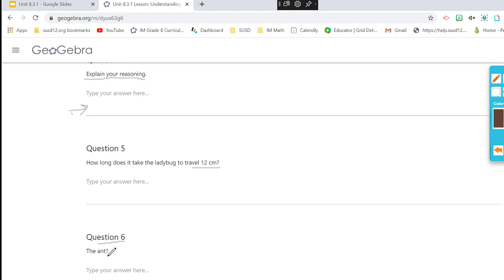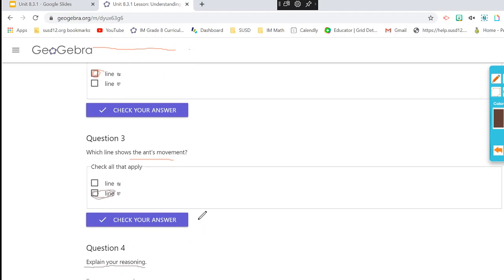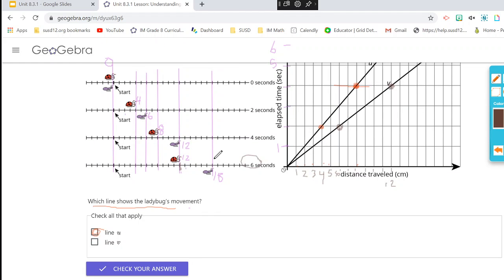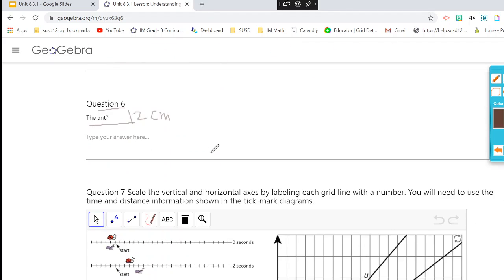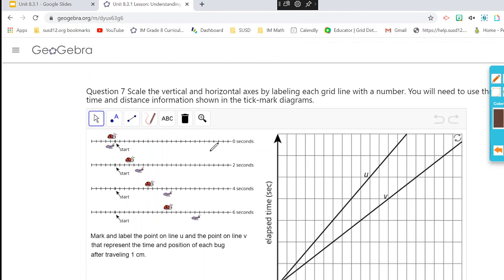How about the ant? In other words, how long does it take the ant to travel 12 centimeters? Go back up to the tick mark diagram. Now, we don't see the ant at, here it is. We do see the ant at 12 centimeters. How much time does that take? Put in your answer. Question number 7.